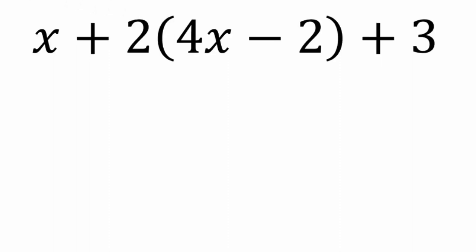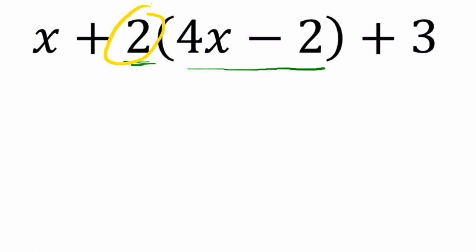Here we're simplifying this expression. To do that, I see I got x plus 2 times 4x minus 2 plus 3. I see that we're multiplying this 2 by the terms in the parentheses, the 4x term and the 2 term. I'm going to do that first because multiplication comes before addition.